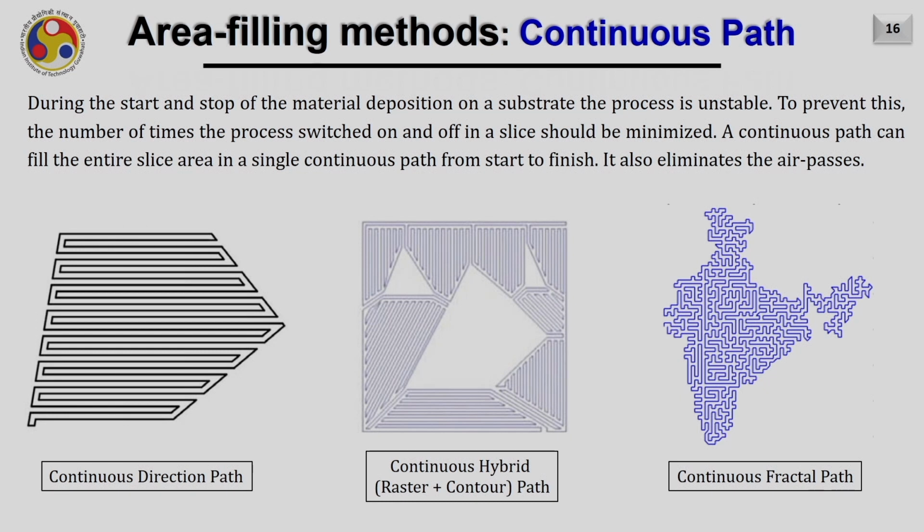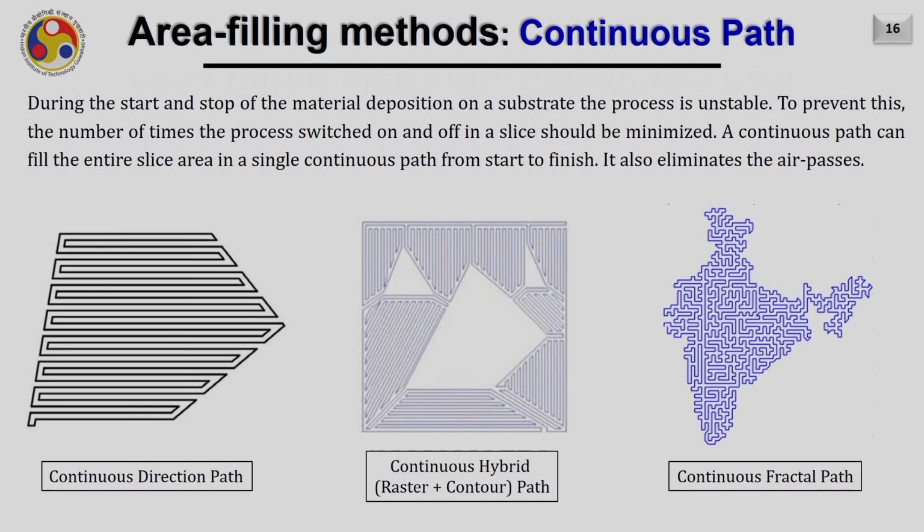So far, the tool paths we have discussed had at least some finite number of lifts. There were some attempts made to obtain tool paths that are continuous in nature. Like I already discussed, during the start and stop of the material deposition on a substrate, the process is unstable. To prevent this, the number of times the process is switched off and on in a slice should be minimized.